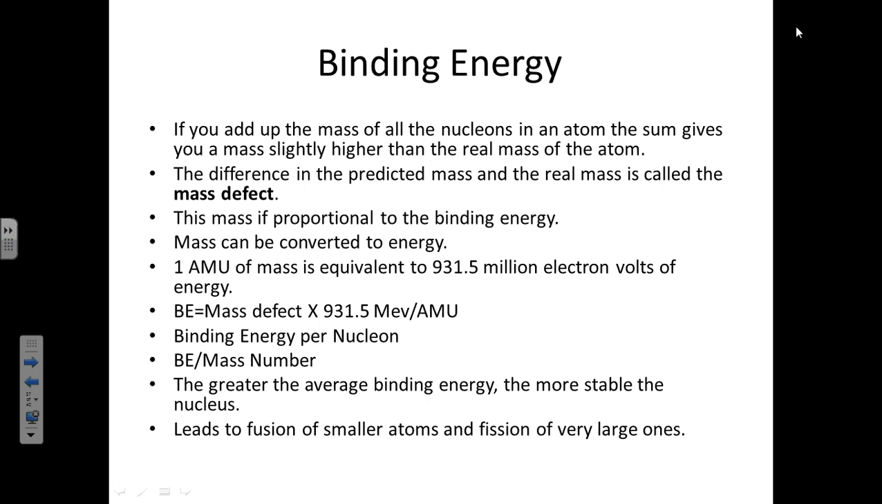But what that ends up causing atoms to do, some atoms will naturally fuse together. So why are they fusing together? To get more stable. Some atoms naturally split apart so that they can get to what? More stable. So fusion together, fission apart. And let me show you a diagram.